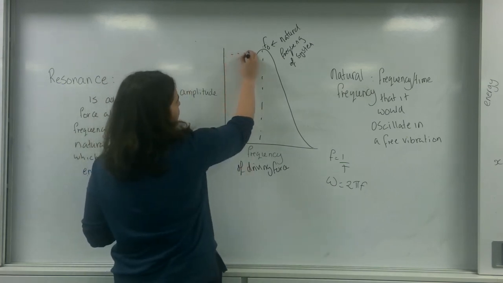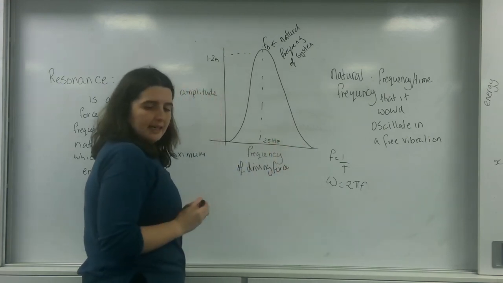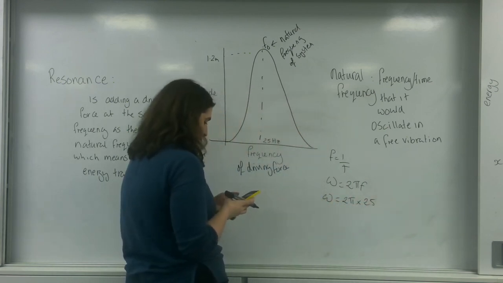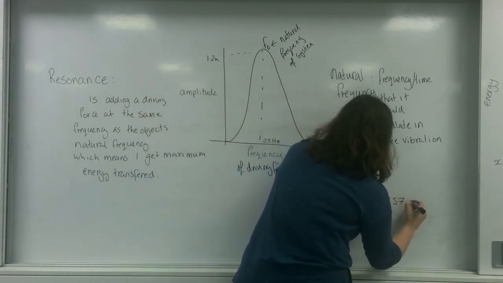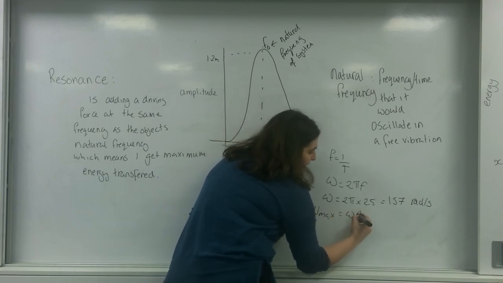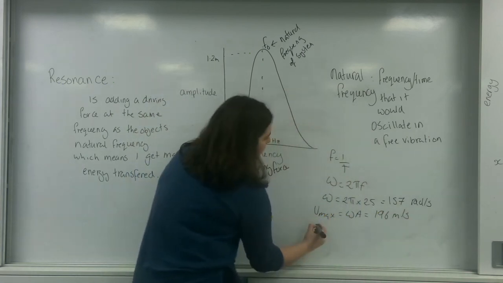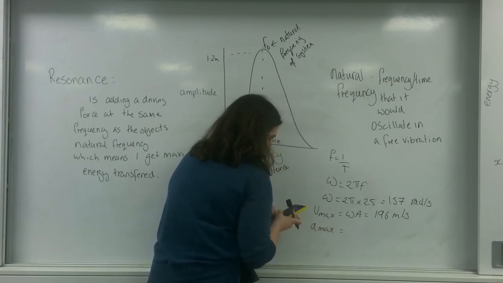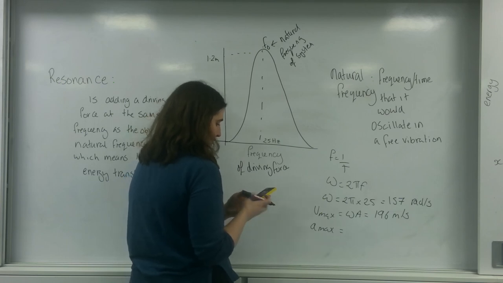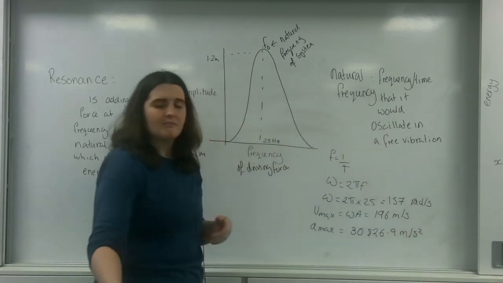So let's actually do one here. If this amplitude was, say, 1.2 meters and this natural frequency was 25 hertz, then omega is going to be 2 pi times 25. So 50 times pi is 157 rad per second, which means that my Vmax is omega A, so times by 1.2, and maximum velocity is going to be 196 meters per second, and my Amax is going to be omega squared A, a ridiculous amount here, 3.8 times 10 to the 6.9... meters per second squared. And they're just exaggerated numbers.